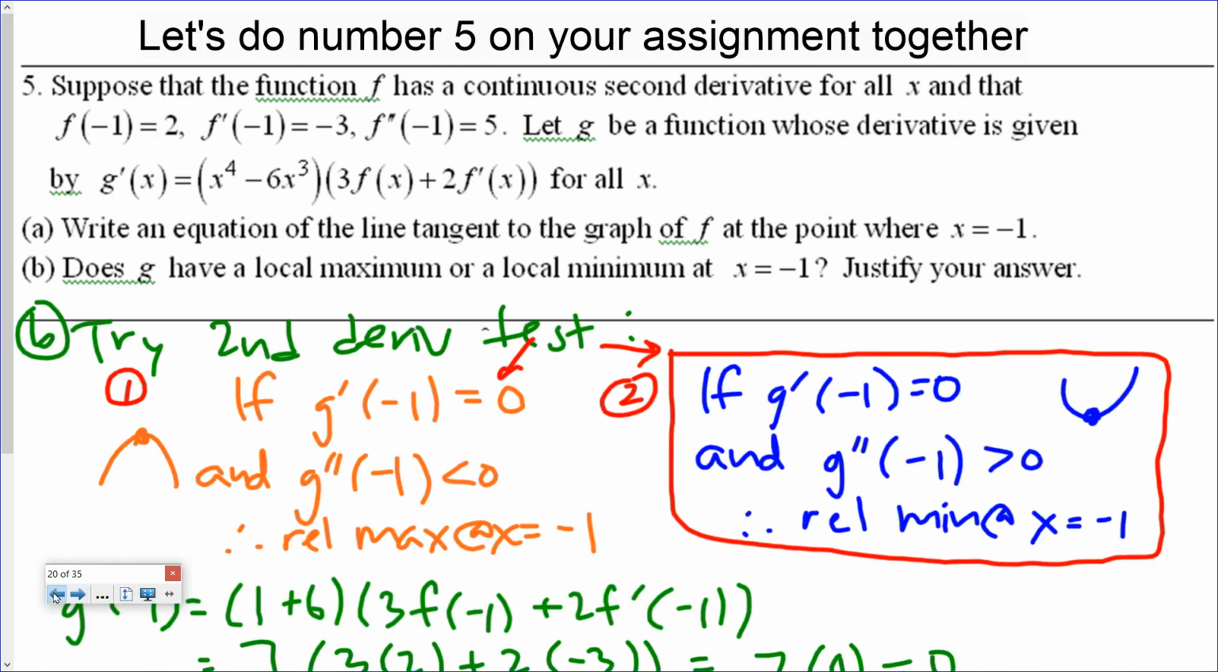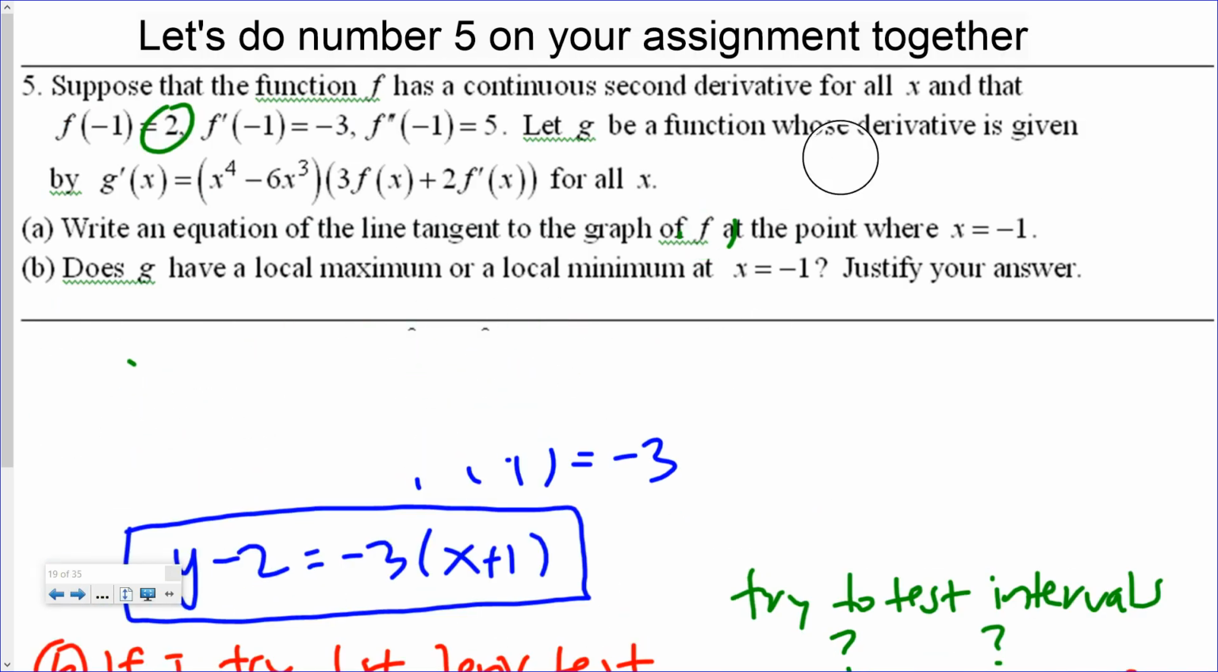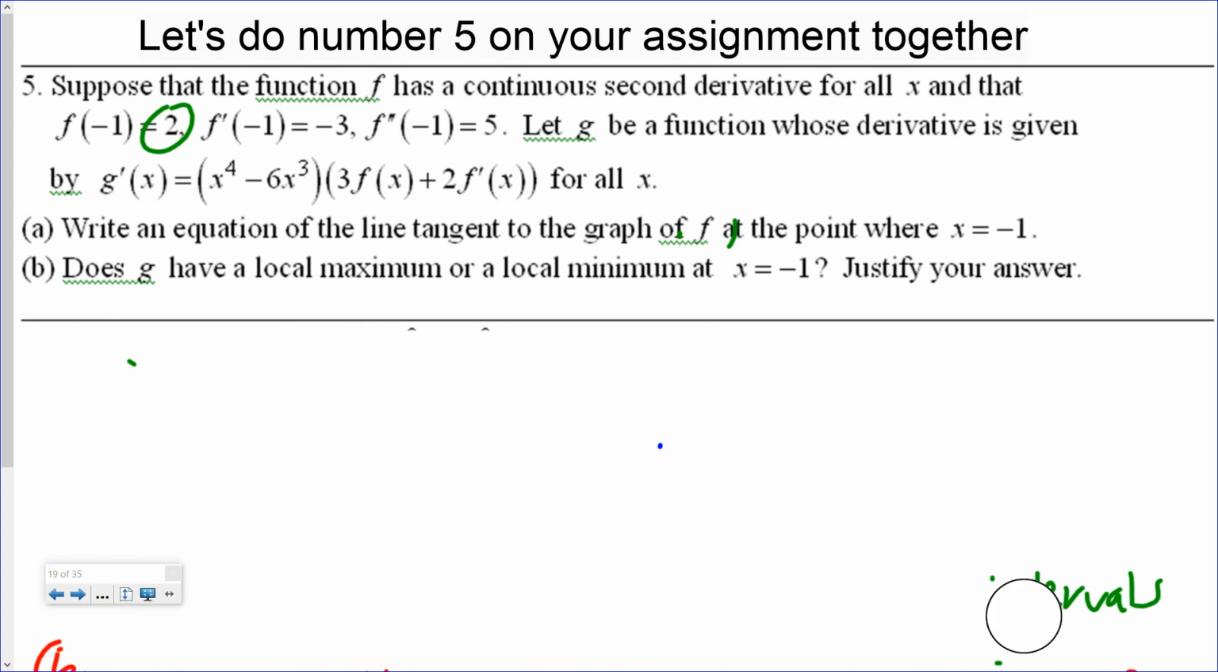Okay, here we go. Number 5, they tell me a whole bunch of things about the function f, and they tell me a whole bunch of things about the function g. The functions f and g are two different functions, okay? Number 5a says, write an equation of a tangent line of f.